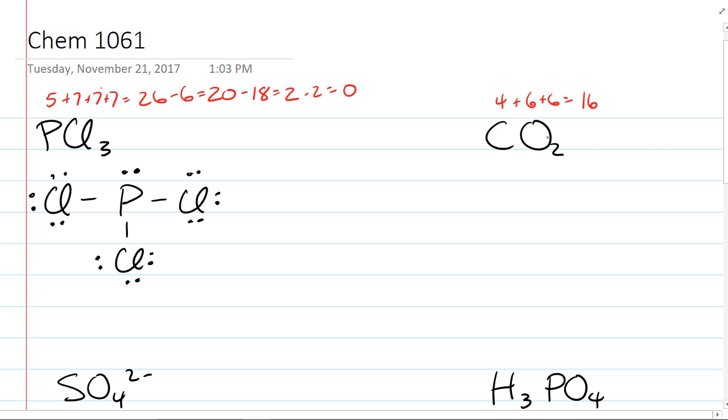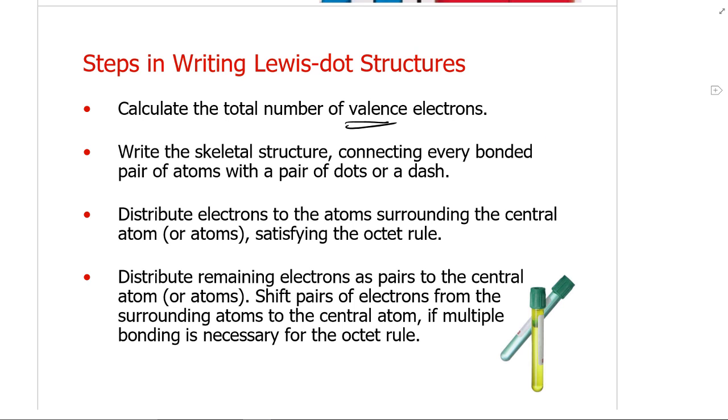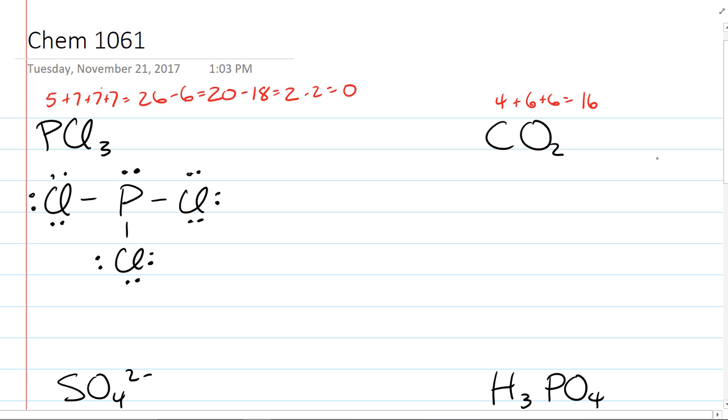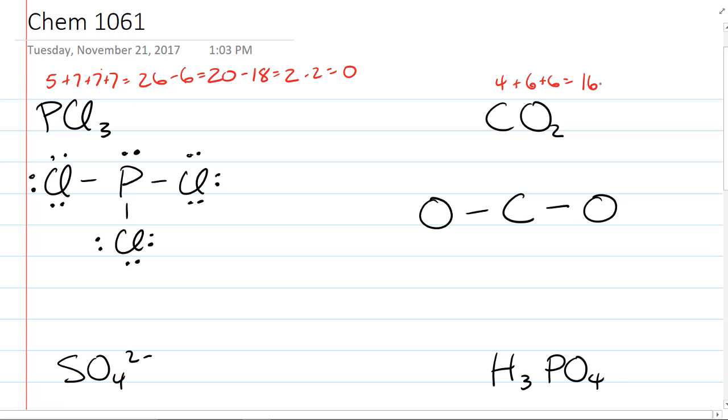We sum these together, we wind up with 16. And the next step is to write the skeletal structure, connecting every bonded pair of atoms with a pair of dots or a dash. We want the atom of lowest electronegativity in the center. So which element goes in the middle? Carbon will, right. So if it's carbon in the middle, surrounded by the oxygens. At this point, how many electrons have we used up? 4, which means we have 12 left to go.